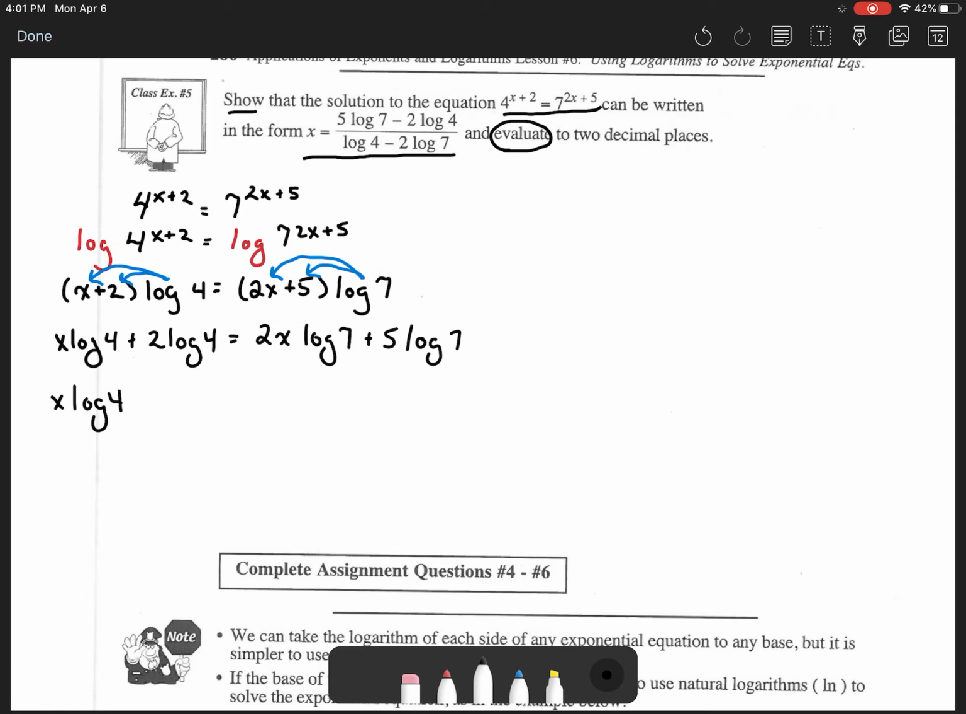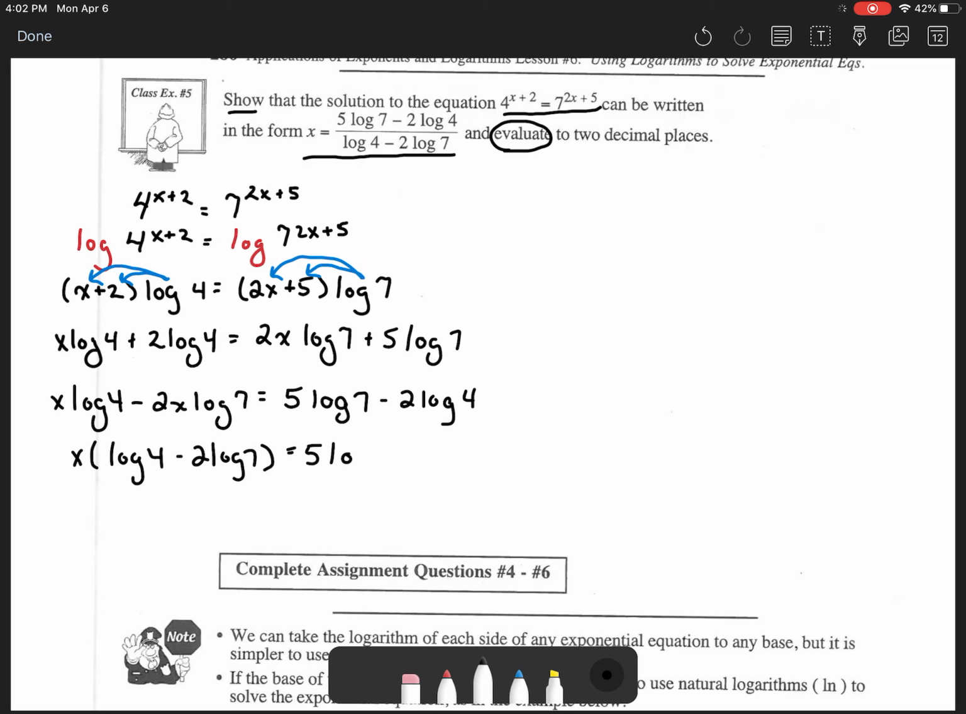Okay, so again, everything that has x is on one side of the equation. So x log 4 minus 2x log 7 on the left-hand side. And on the right-hand side, I'll have the 5 log 7 that is still there, and now I'll have minus 2 log 4 that has been brought across. On the left-hand side, I factor out the x. So x times (log 4 minus 2 log 7). Right-hand side remains unchanged: 5 log 7 minus 2 log 4.